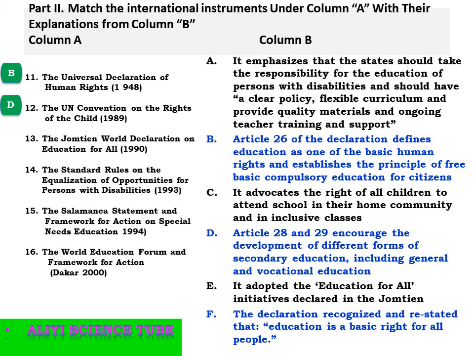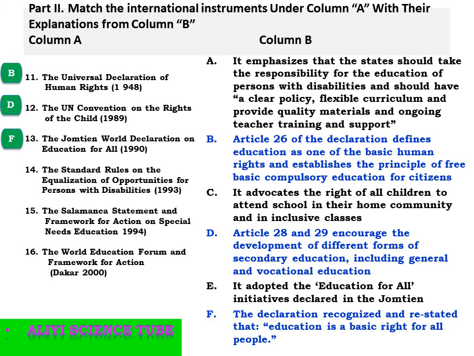Question number 13, the Jomtien World Declaration on Education for All, 1990. So the answer should be F. The declaration recognized and restated that education is a basic right for all people.